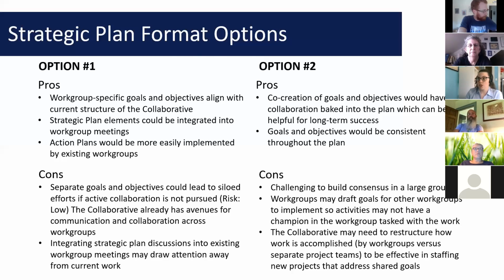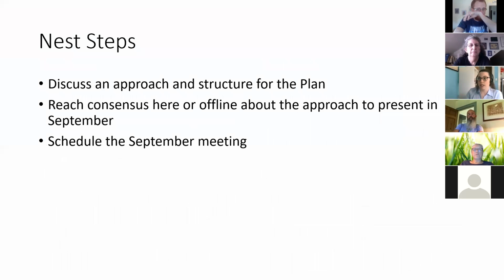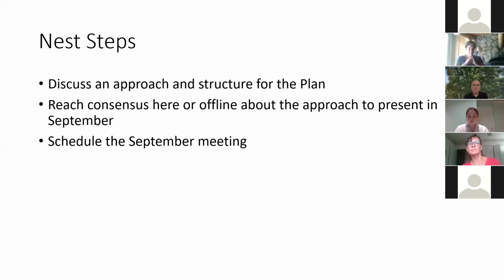So for our next steps, we'll openly discuss the approach and the structure for the plan. We might not get to reaching consensus during this meeting, so we can deal with that offline if we don't. And then we'll move forward with scheduling for September. So, initial thoughts on the options? I can go back up to the organizational structures of the pros and cons.